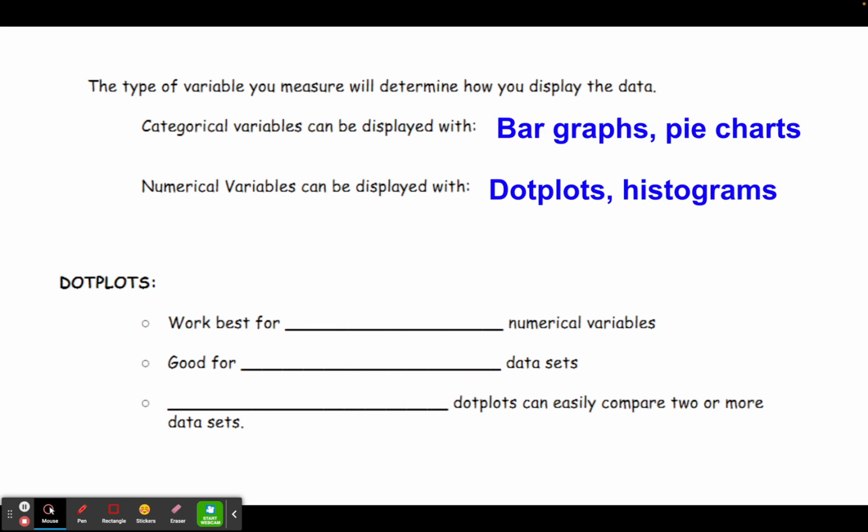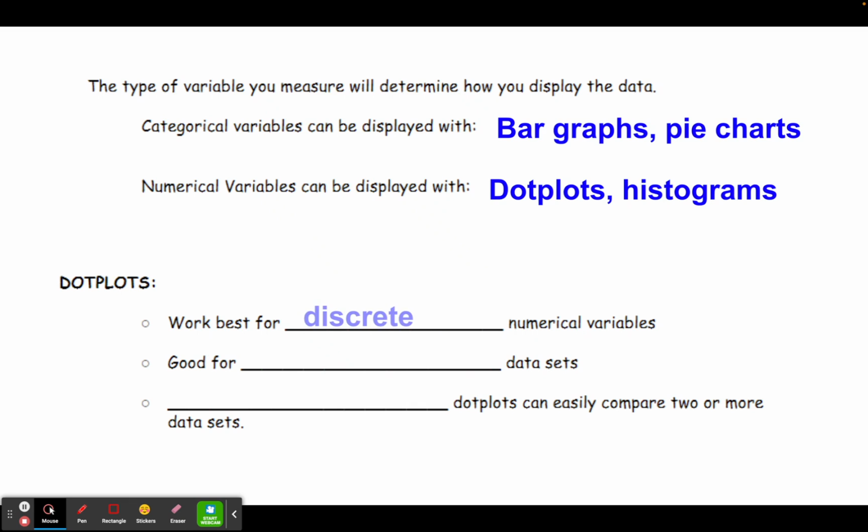First, let's talk about dot plots. And we've seen these before because we've made dot plots when we've conducted simulations. But there, our dot plots were showing us the result of many trials of some sort of experiment. Here, we're going to use dot plots just to display a data set.